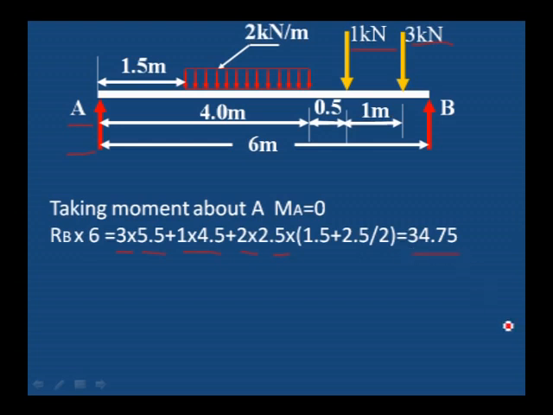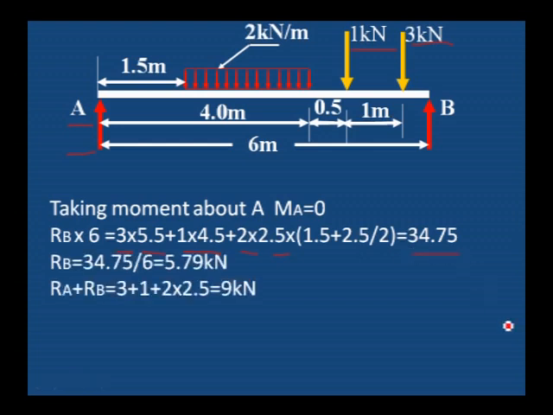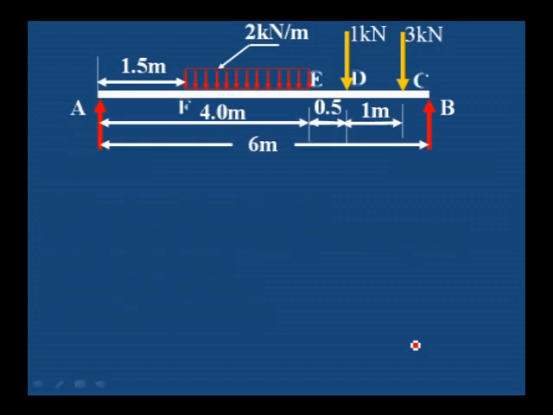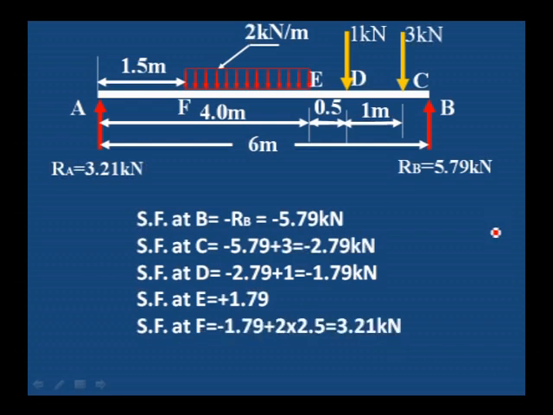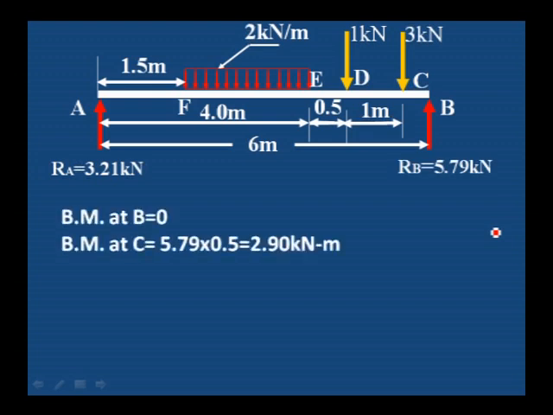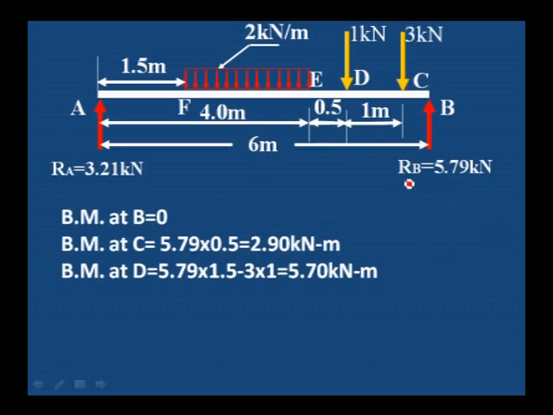Then we will get the RB value is 5.79, and then RA plus RB must be equal to the total load. Total load is 3 kilonewton plus 1 kilonewton plus 2 into 2.5 distance it is acting, 9 kilonewton. These are the RA and RB values. Then calculate the shear force at salient points B, C, D, E, F. Then similarly you can calculate the bending moment at B equal to 0, bending moment at C, whatever the load into distance.